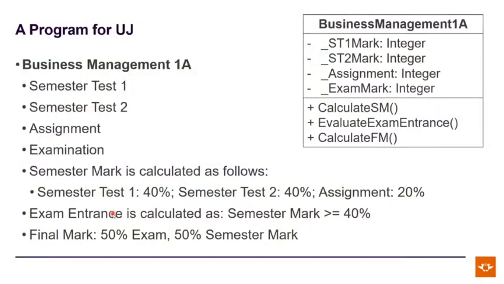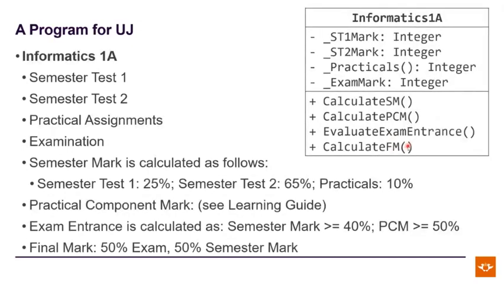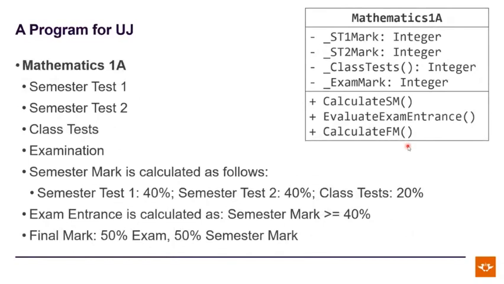Let's have a look at another example. This might give you bad memories of your practical 5. We have the example of a UJ program. We have the class Business Management 1A, which has a semester mark, semester test 2, assignment, exam, and we calculate semester mark, exam entrance, and final mark. Then we have Informatics 1A, which also has semester test 1, semester test 2, practicals, exam mark, calculate semester mark, PCM, evaluate, calculate final mark. Then we have Mathematics 1A, also semester mark, class test.